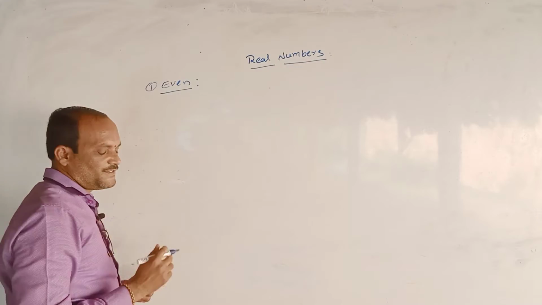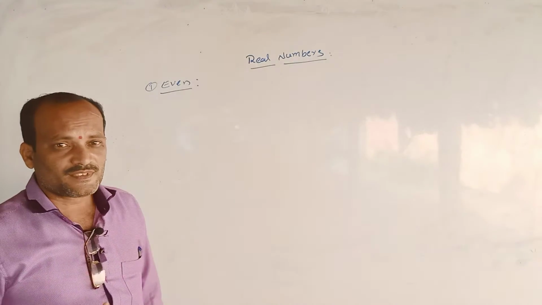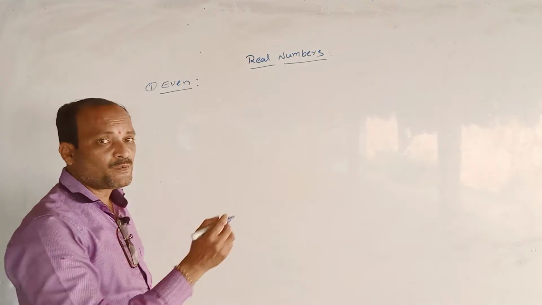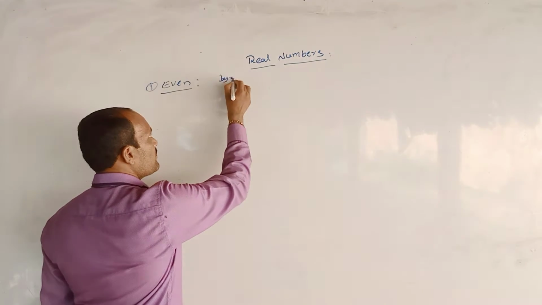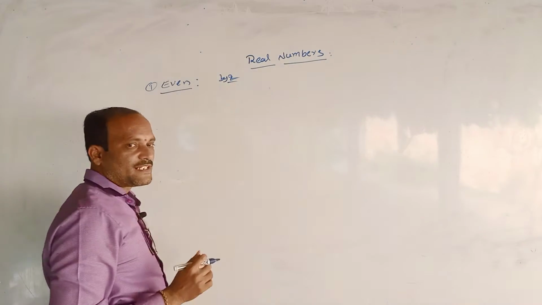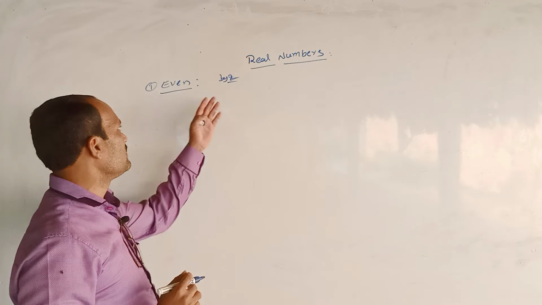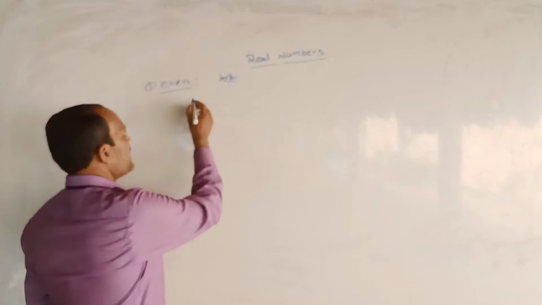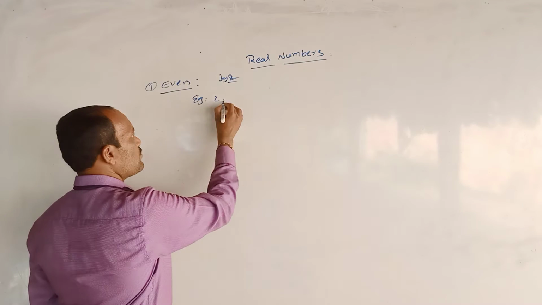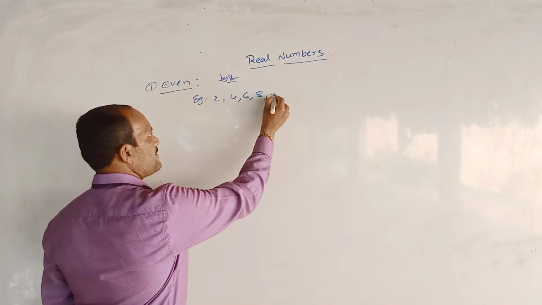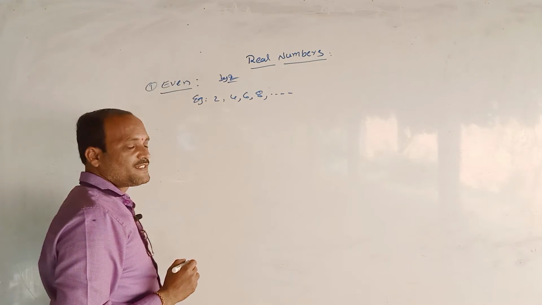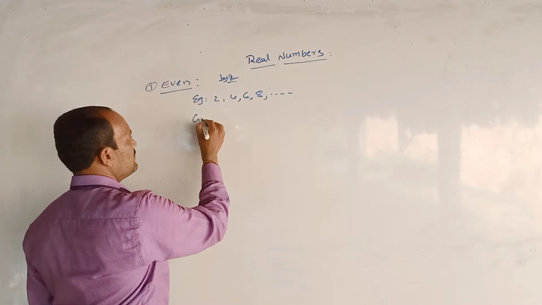Even numbers. What is meant by an even number? The number which is exactly divisible by 2. These are even numbers. Example: 2, 4, 6, 8 and so on. What is the general form of an even number?